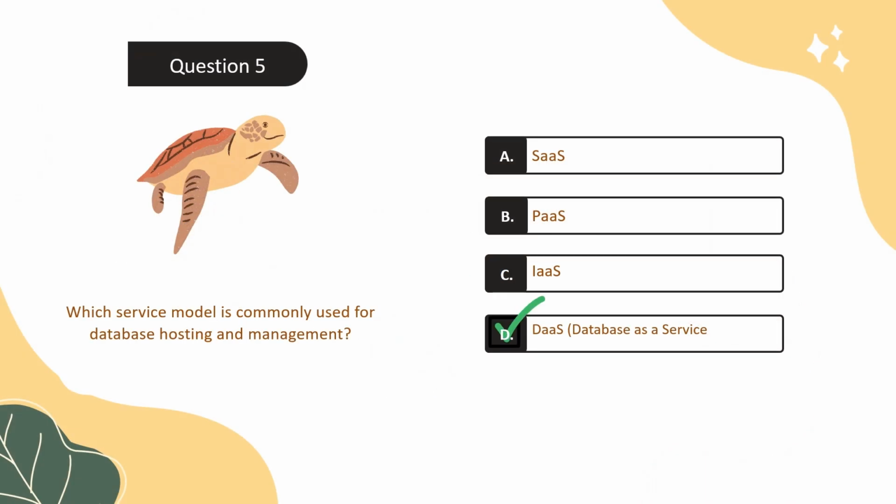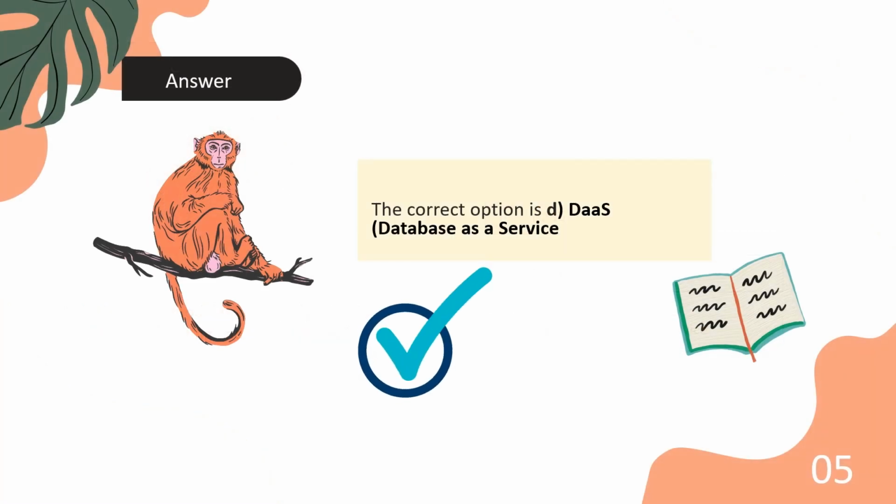Question 5, which service model is commonly used for database hosting and management? So it is a very easy question. The options are software as a service, platform as a service, infrastructure as a service, and database as a service. So the correct answer is database as a service, which is option D.